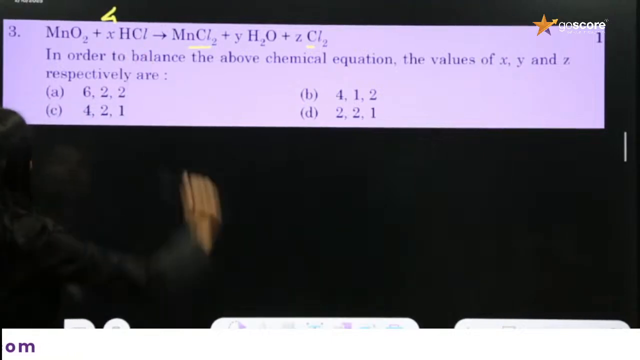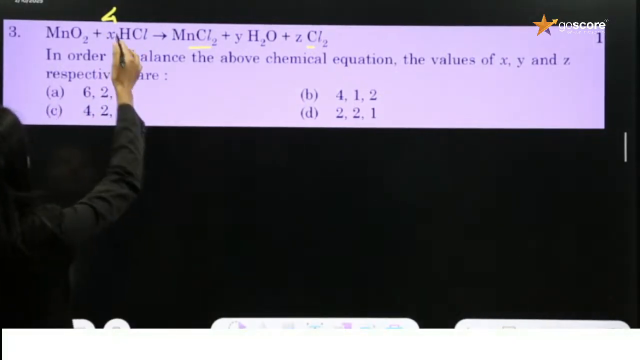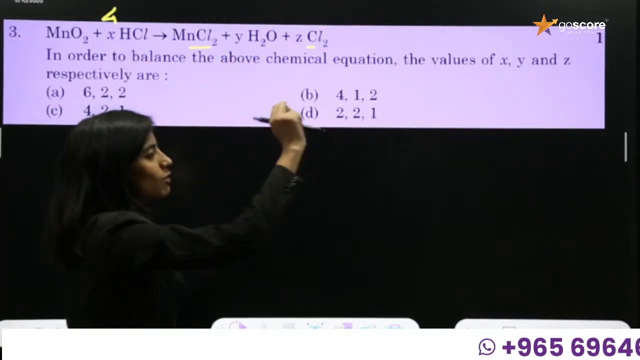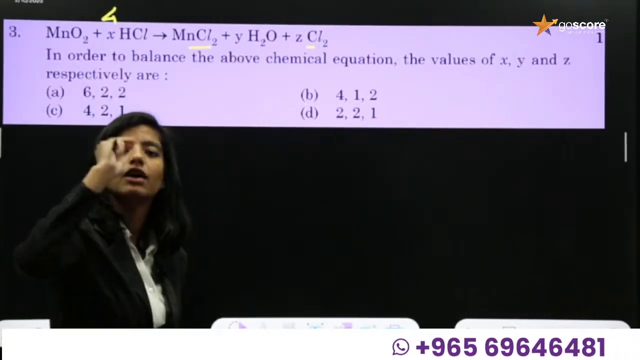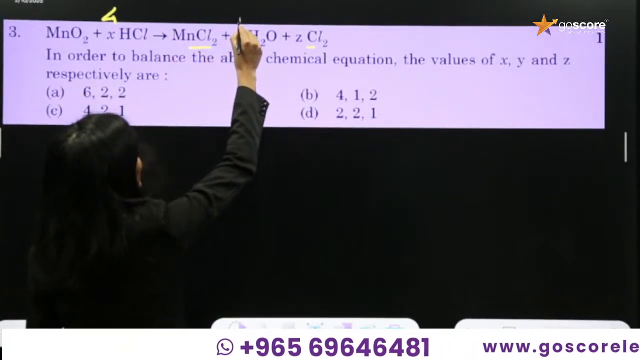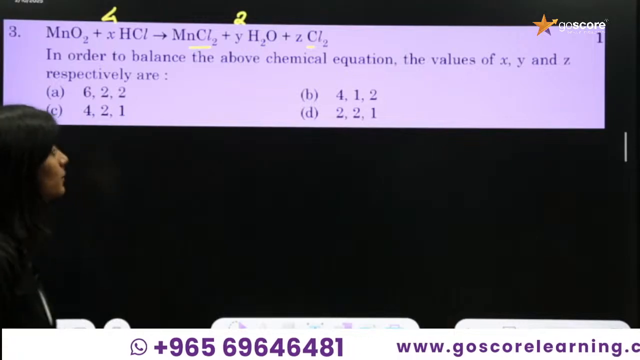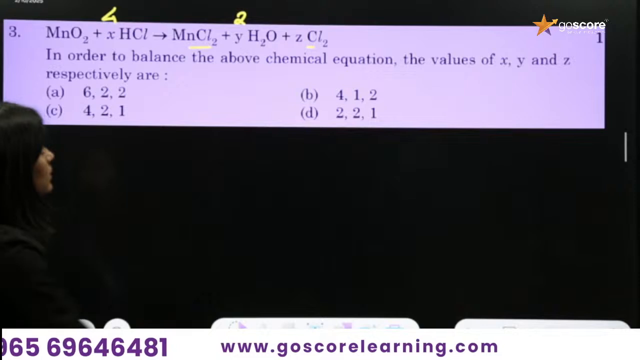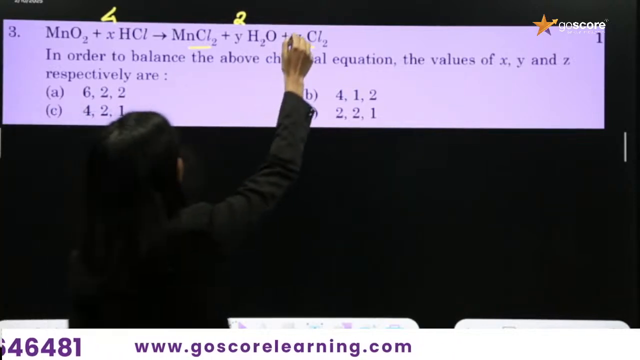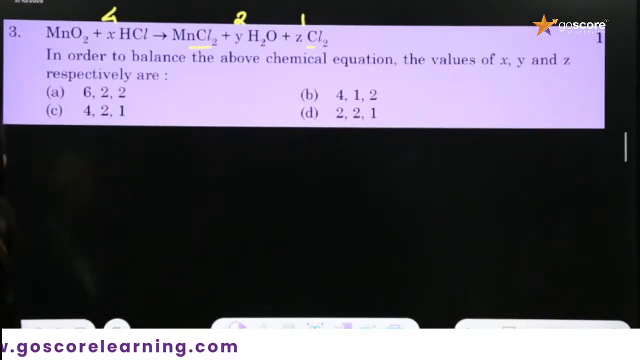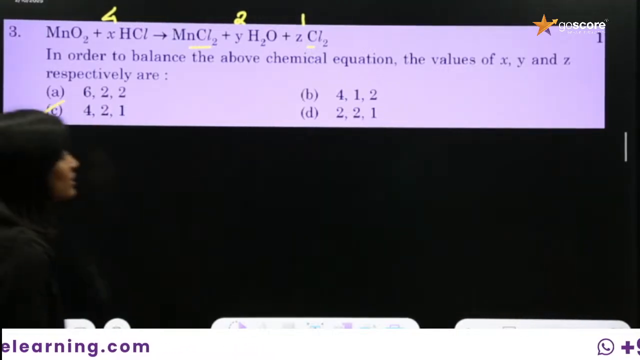Now we have 4 HCl, so 4 hydrogen atoms are there, and here we have only 1 water molecule, which has only 2 hydrogen atoms. So in order to make it 4, I'm going to add 2 over there. So it's 2H2O. Is it balanced? And coming to Z, chlorine is already balanced, so we want only 1 over there. So it's going to be 4, 2, 1. That is option C. Yay, we made it correct.